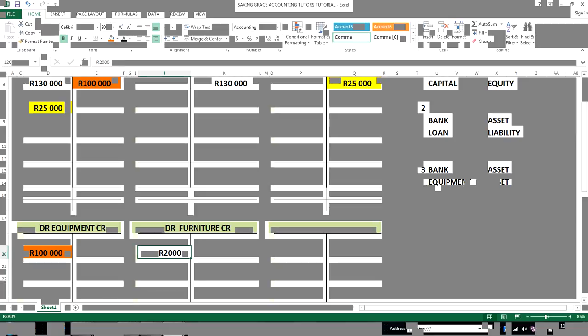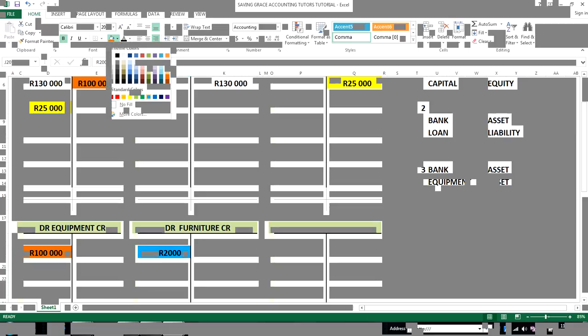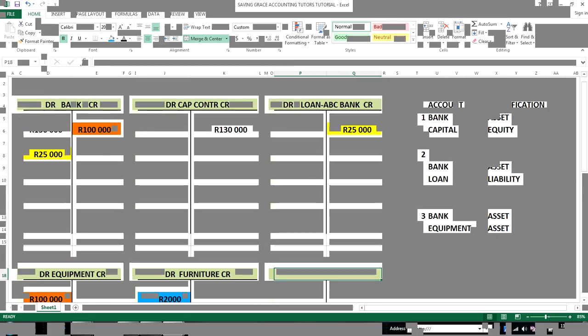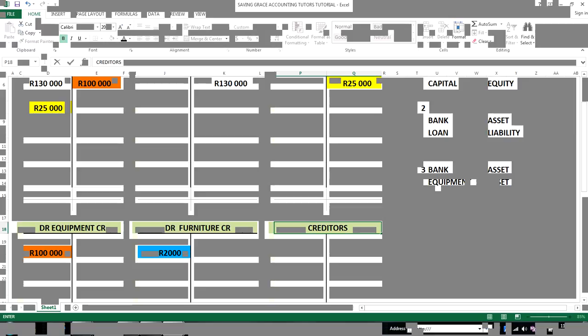Just going to highlight that so you can see where my debit and my credit lies. And what did they say? They said we bought it on credit, which means it's a liability because we owe. I'm not going to use this account because I've named this account Loan ABC Bank. So I'm just going to open a normal creditors account that we're going to record all our other credit transactions, right?